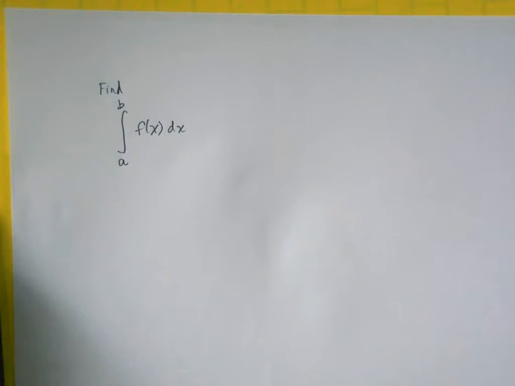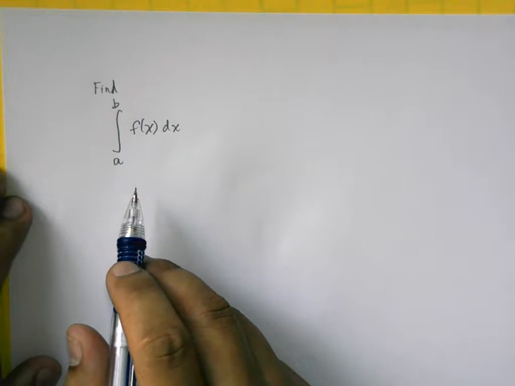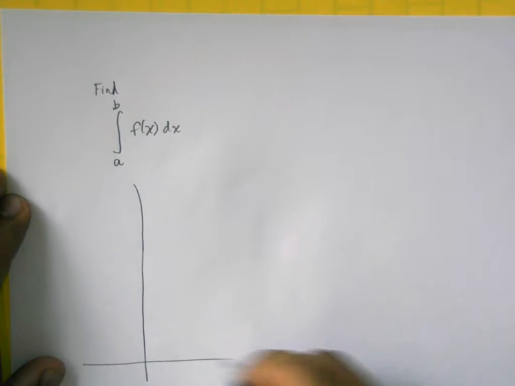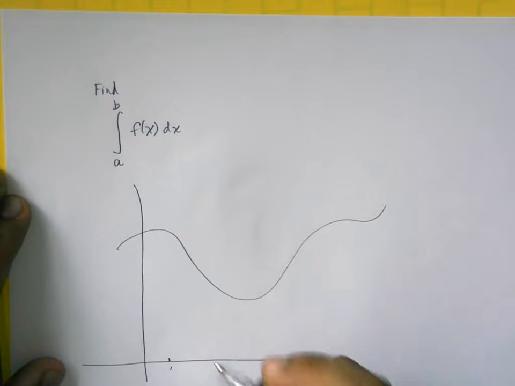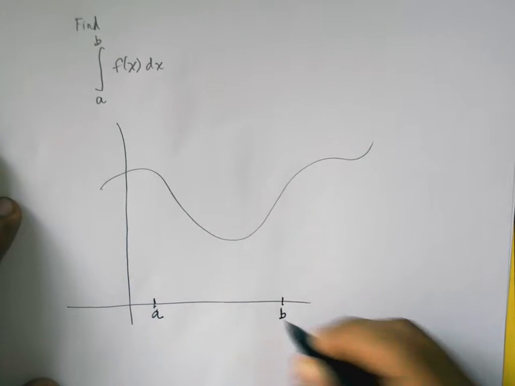So if we're in the very general case, we're asked to find this function, then what we're going to need to do is just repeat what we did before. So let's just say f of x is some gnarly thing like this. This far left point here is A, and this far right point here is B.